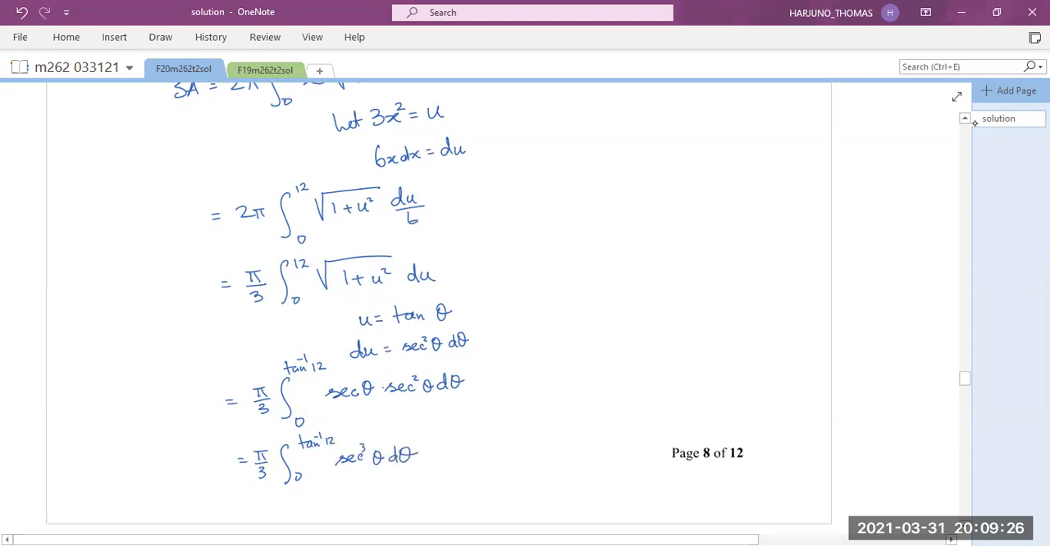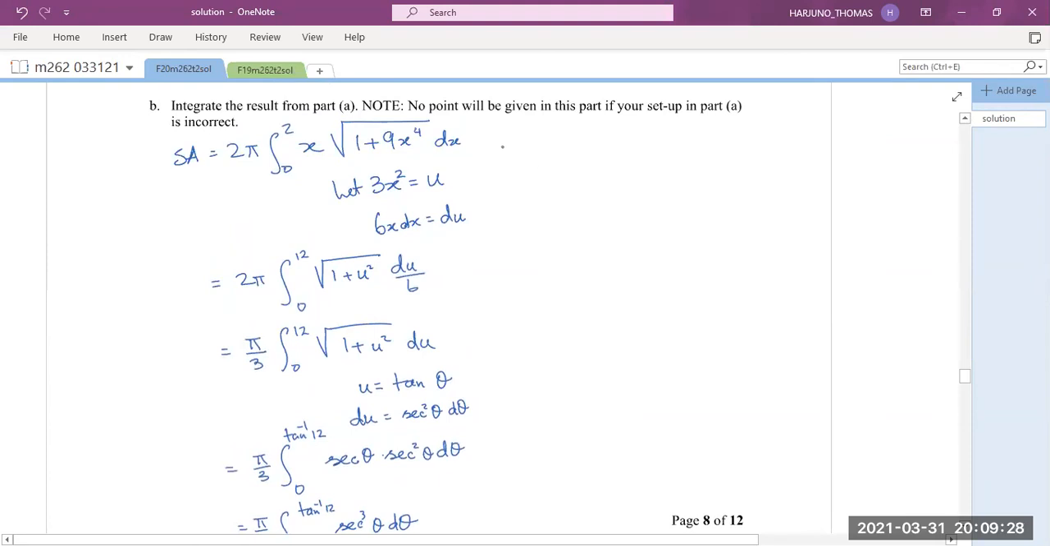Now this is one important integral I ask you to memorize, or at least have next to you on your cheat sheet maybe. It is 1/2 secant tangent plus 1/2 ln of secant plus tangent, from 0 to tangent inverse of 12.